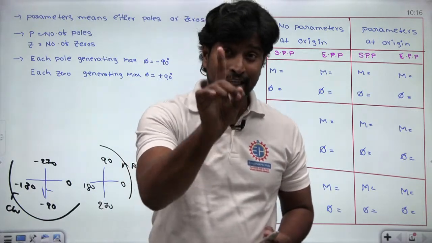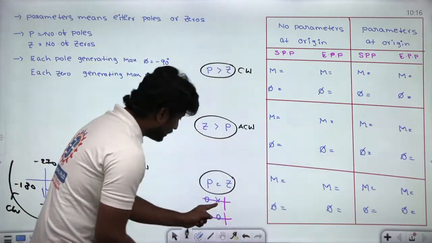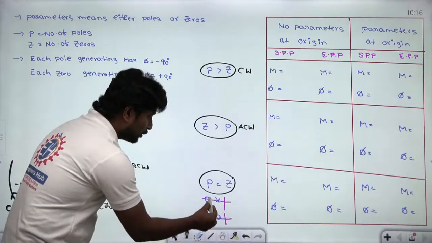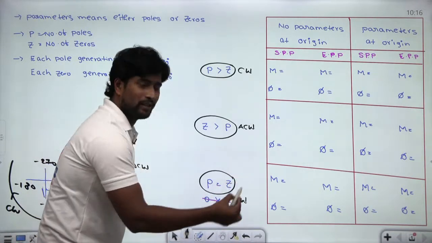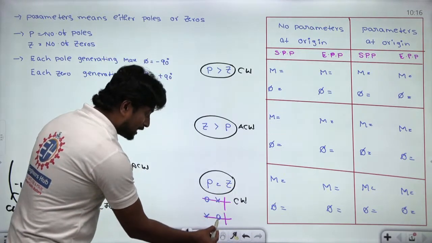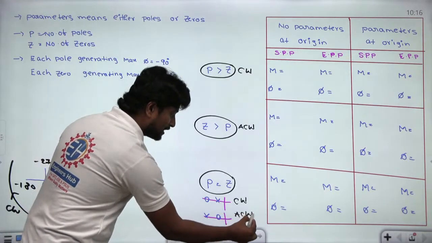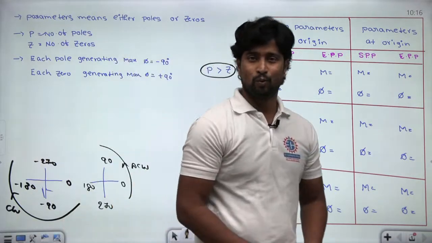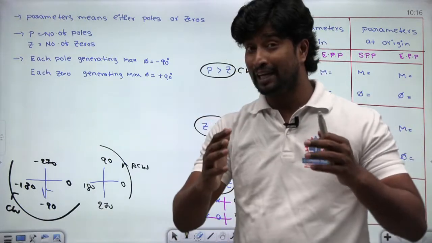If the pole is nearer to the imaginary axis and the zero is far from the imaginary axis, there is no doubt the direction is clockwise. The opposite: if the zero is nearer to the imaginary axis and the pole is far from the imaginary axis, there is no doubt the resultant is anti-clockwise. Once again, please try to recall this concept well. Otherwise, you will feel confused.